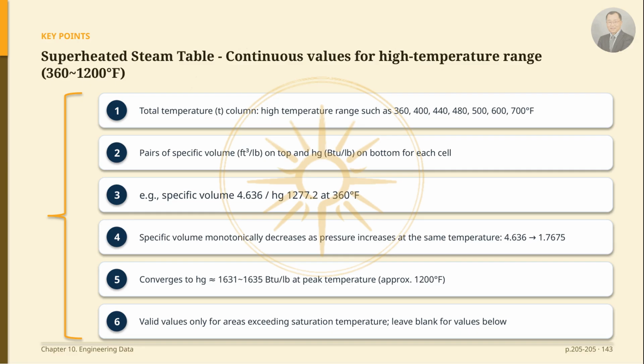bottom. For example, in the 360 degrees Fahrenheit column, you can see a specific volume of 4.636 and a total heat of 1277.2. Following the same temperature column, as pressure increases, the specific volume decreases monotonically from 4.636 down to 1.7675. In the highest temperature column, the total heat converges between approximately 1631 and 1635 BTU/lb, repeatedly confirming that the change in heat due to pressure differences is small in high-temperature superheated steam.